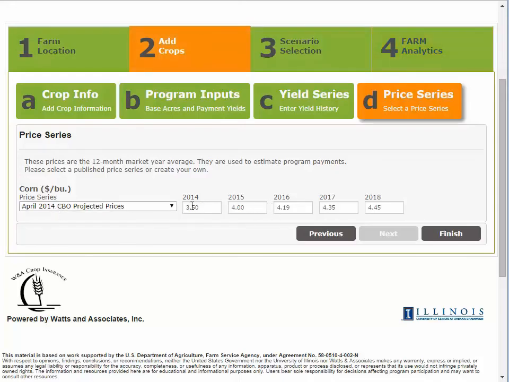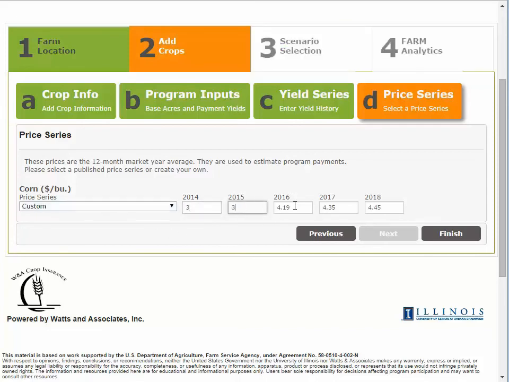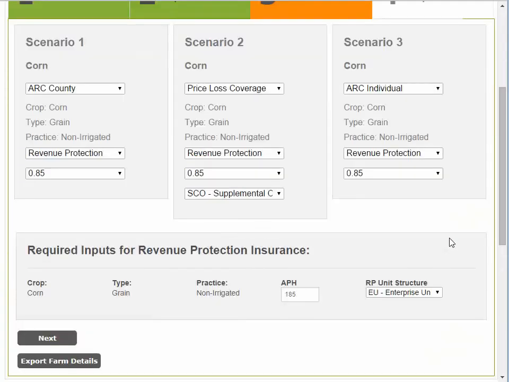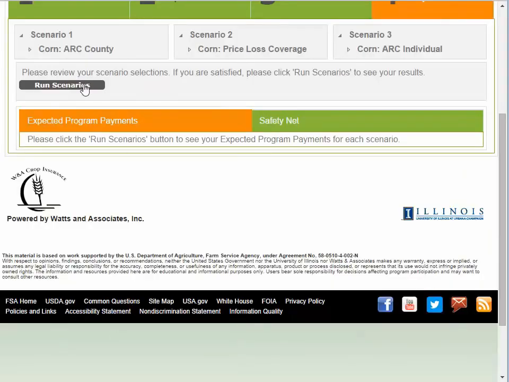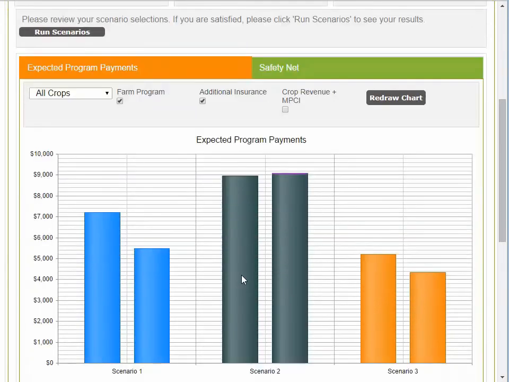Now, those were CBO prices. I'm more pessimistic, and I believe that corn prices are going to be $3 for the next while, all years. $3 is below our reference price. Finish that. I can then run my scenarios. At a $3 price, corn PLC would make higher payments than Ark County. At $3, we're below the $3.70 reference price, and PLC would be projected to make higher payments.